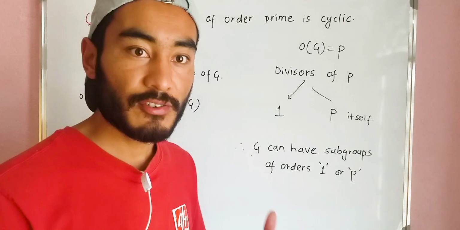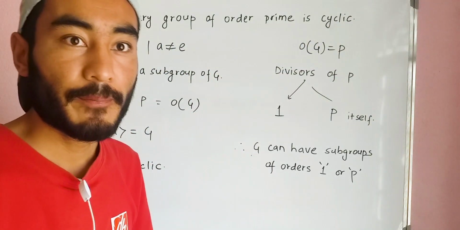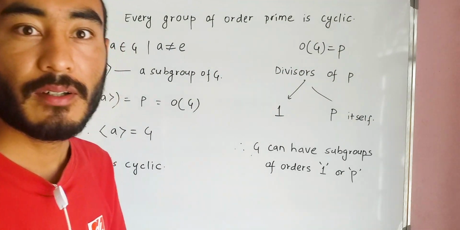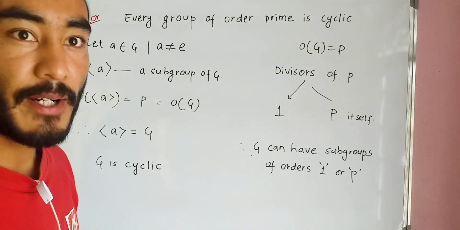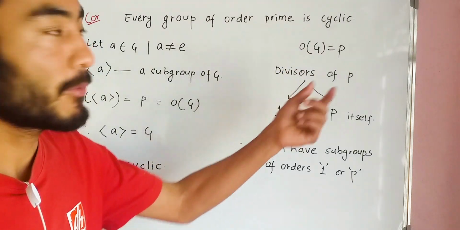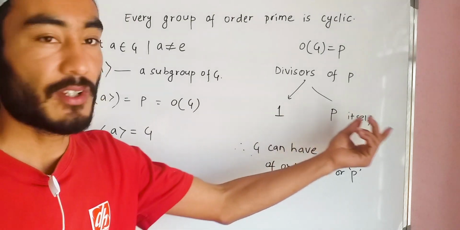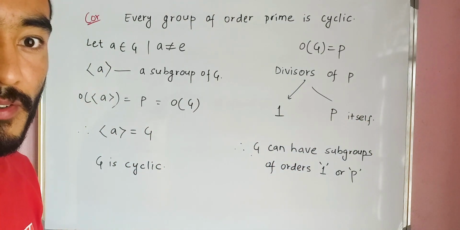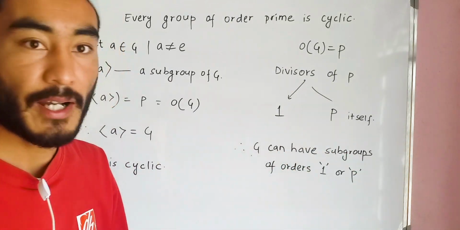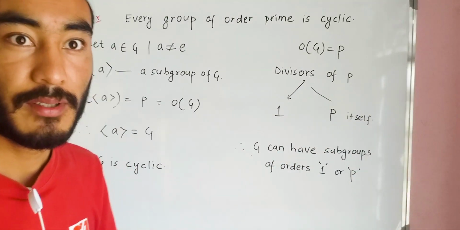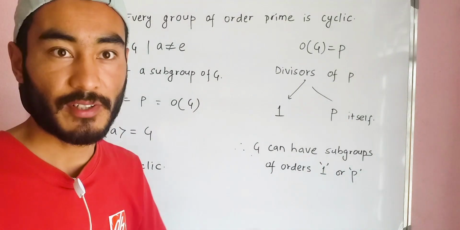Next, we have an interesting corollary. It states, every group of prime order is cyclic. Proof: let G be a group of prime order, let the order of G be a prime number p. Then the divisors of p are 1 and p itself. This means from the theorem of Lagrange, G can have subgroups of orders either 1 or p itself.